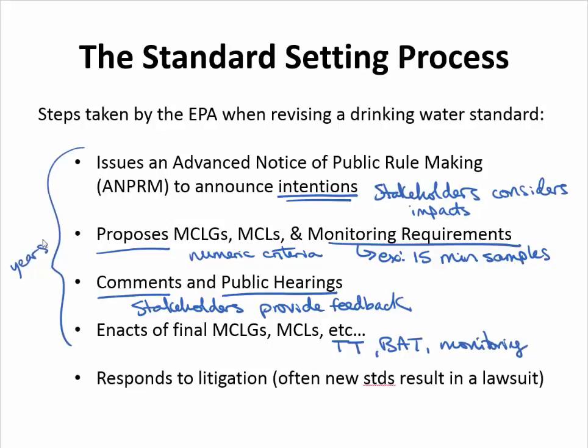The last step that generally happens, although it's perhaps pessimistic to call it a natural step, is that stakeholders who are unhappy with the final ruling often file lawsuits and litigation occurs. The EPA often responds to this litigation, or it goes through our judicial branch for litigation to be upheld. In the next video, I'll review some specific aspects of the Safe Drinking Water Act regarding lead, copper, and disinfection byproducts.